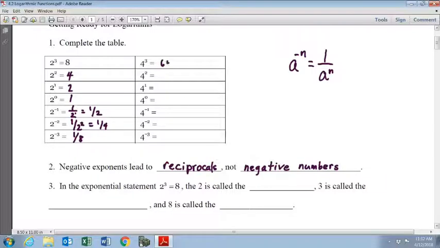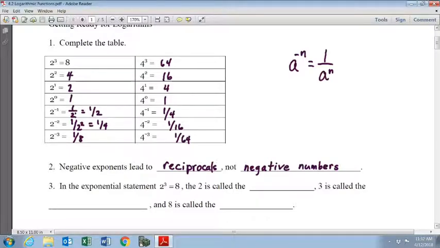All right, so let's see. This is 64. 4 squared is 16. 4 to the first power is 4. Again, 4 to the 0 power is 1. And since 4 to the first power is 4, we know 4 to the negative 1 power will be the reciprocal of that, 1/4. 4 squared is 16, so 4 to the negative 2 will be 1/16. And 4 cubed is 64, so we know that 4 to the negative 3 power will be 1 over 64.